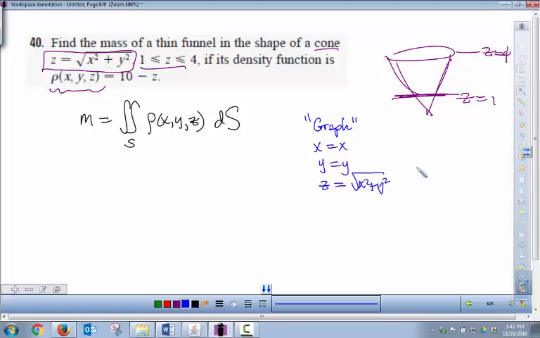So initially that doesn't look too bad, but then when you look at the region that you're looking at, the region is going to be the shadow that this thing is going to have on the xy plane. So if you imagine a cone that's been cut off, what's the shadow going to look like on the xy plane? It's a circle with a circle, an annulus.